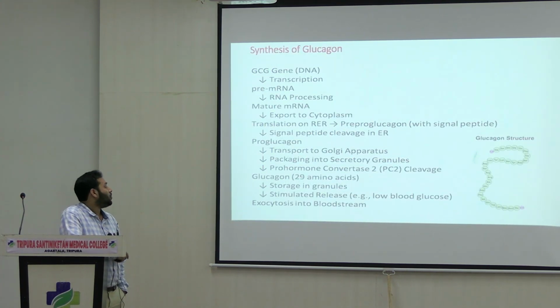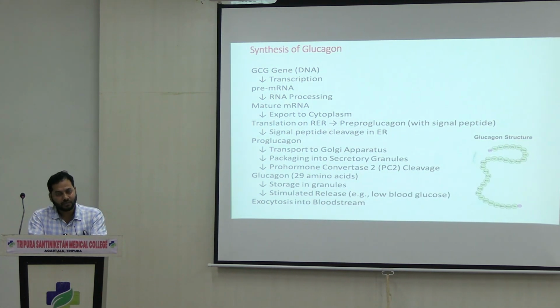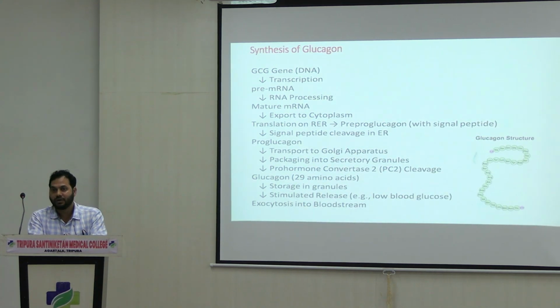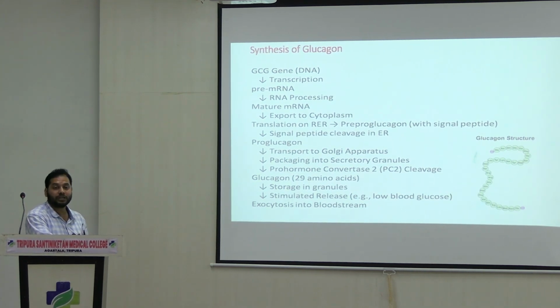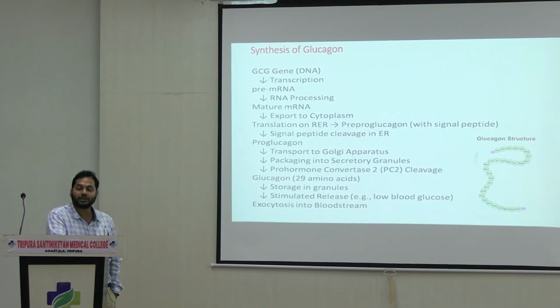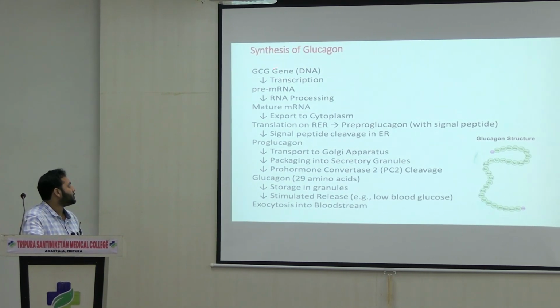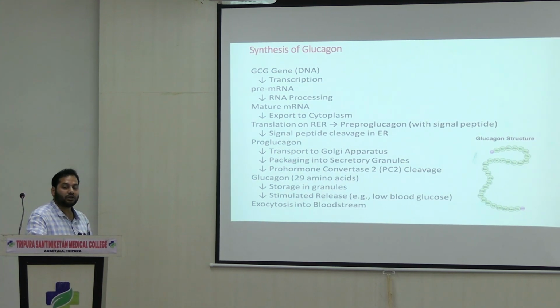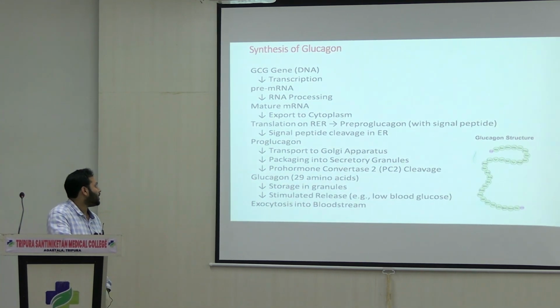Now, what is the exact mechanism of the synthesis of the glucagon hormone? Obviously, for the synthesis of this hormone, there must be a specific gene. Here, the GCG gene is specific for glucagon hormone synthesis. The transcription of this gene produces the pre-mRNA, and the processing of this pre-mRNA produces the mature messenger RNA, which will undergo the translation process, right?